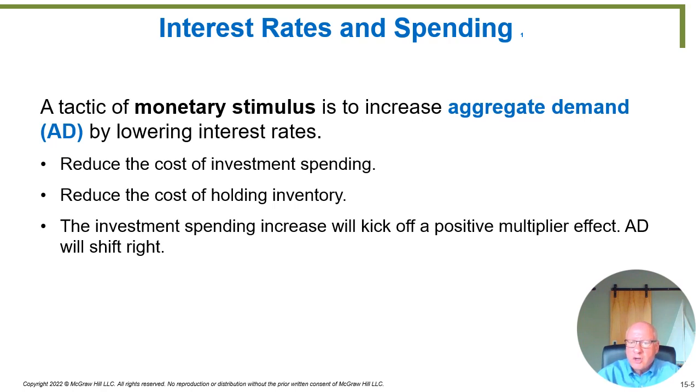So the Federal Reserve would try to stimulate the economy by lowering interest rates, and that would kick off either increased investment spending or increased inventory spending.